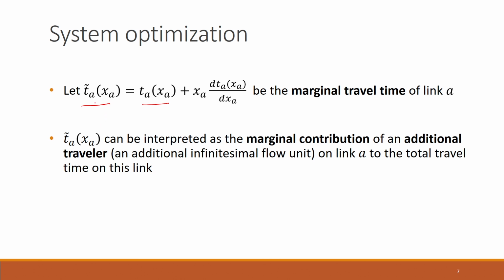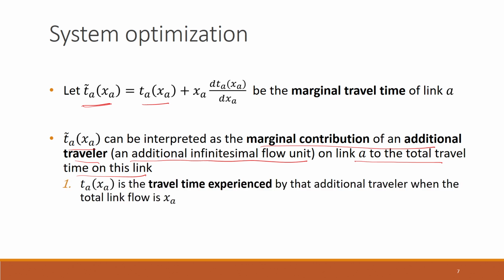So what does this mean? This function, the marginal travel time of link A, can be interpreted as the marginal contribution of an additional traveler, for example an additional infinitesimal flow unit on link A, to the total travel time on this link. Okay, so let us try to understand it further because it seems a slightly involved concept. It has two components. First is the travel time t_a(xa), which is the travel time that will be experienced by that additional traveler when the total link flow is xa.